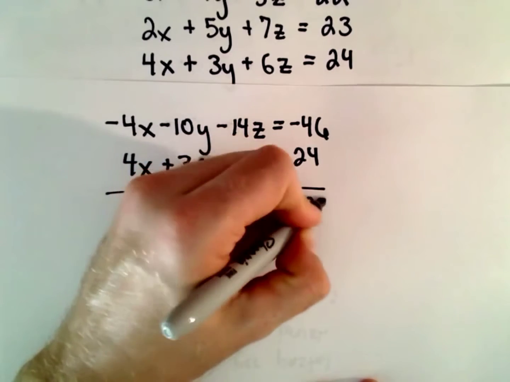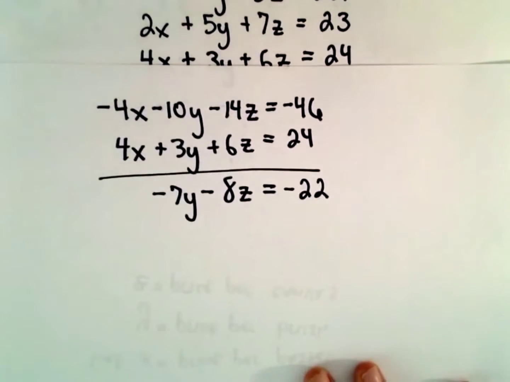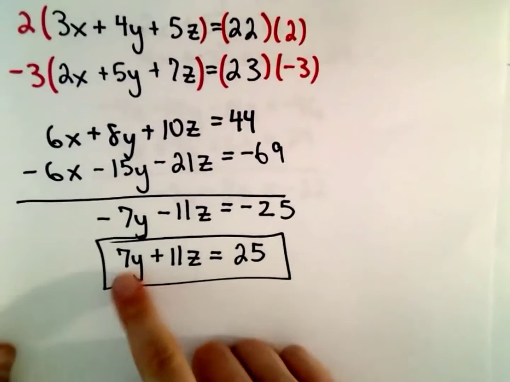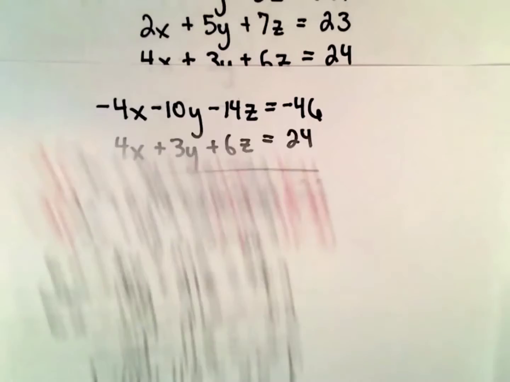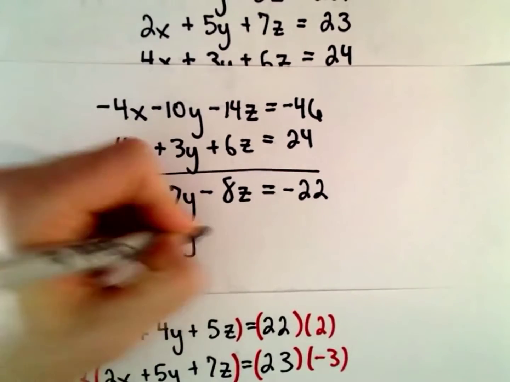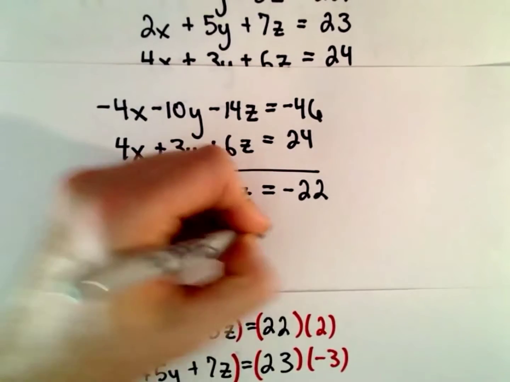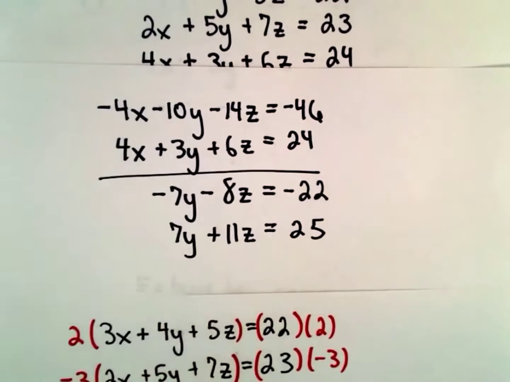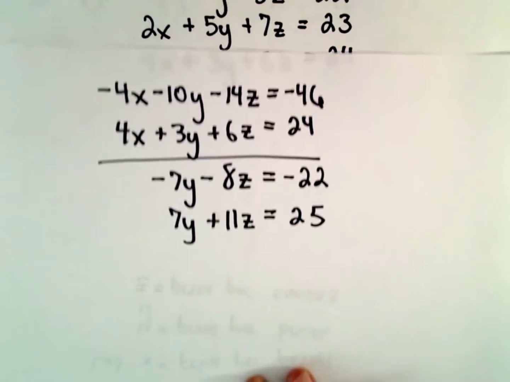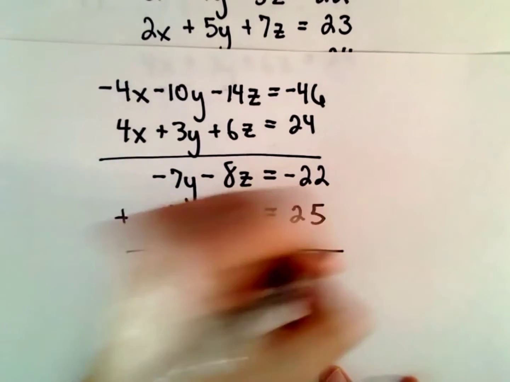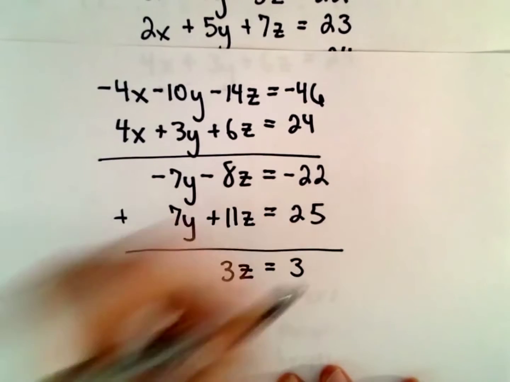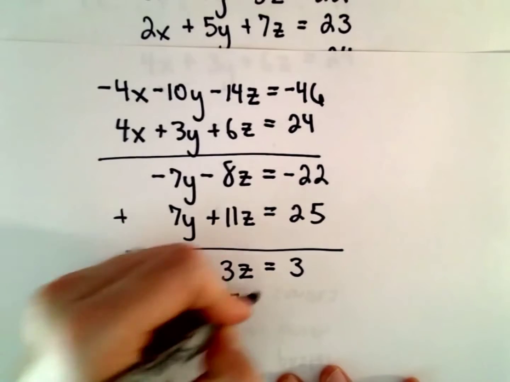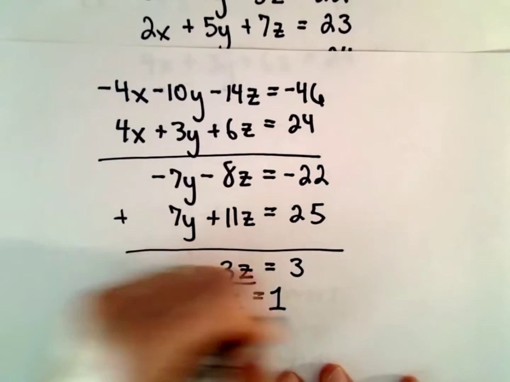But I'm going to take our other equation, 7y plus 11z equals 25. I'm going to add those two equations together. That will leave us 3z equals 3. Well, that tells us z equals positive 1.